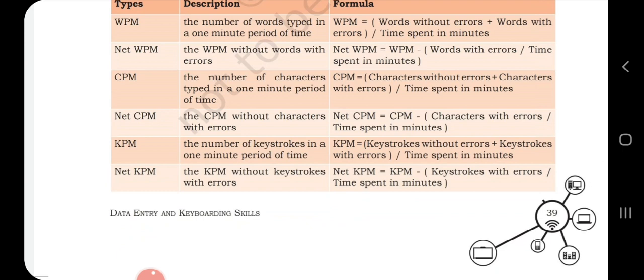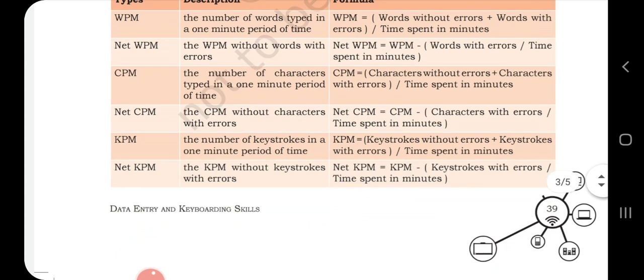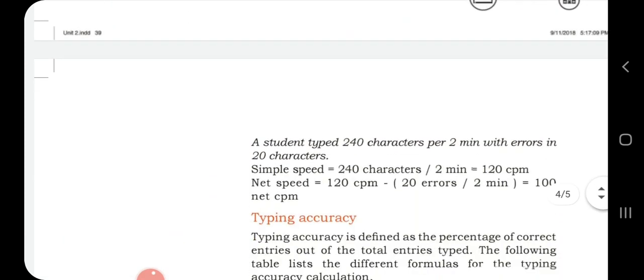Next one is net KPM. The KPM without keystrokes with errors. Its formula is net KPM is equal to KPM minus keystrokes with errors divided by time spent in minutes. Next one is an example.